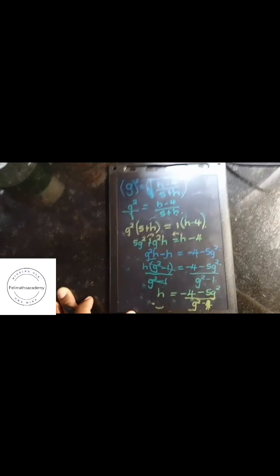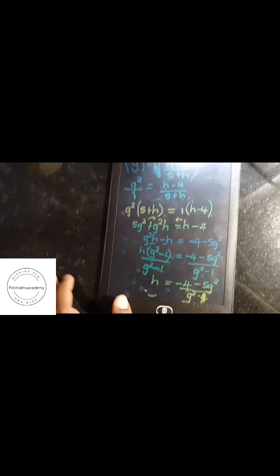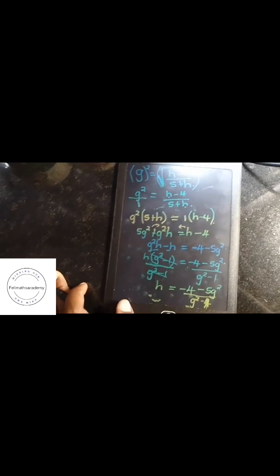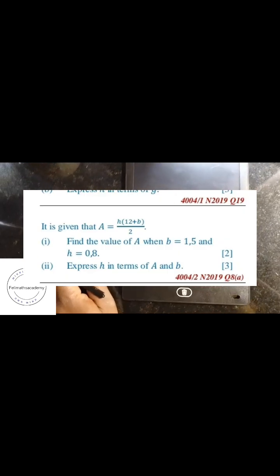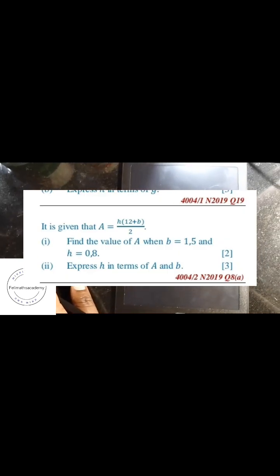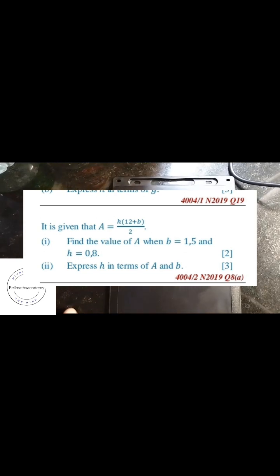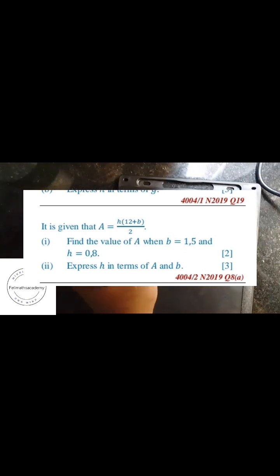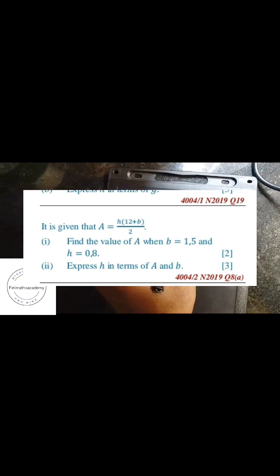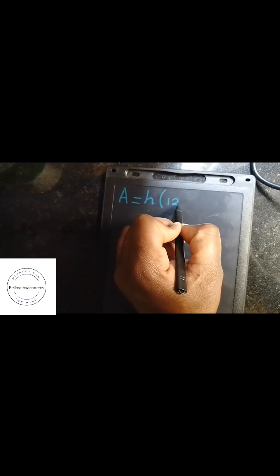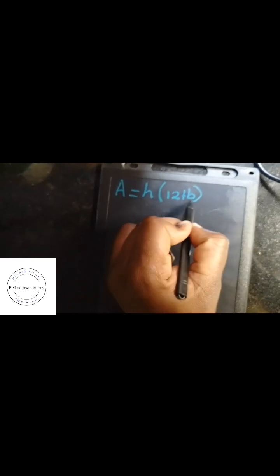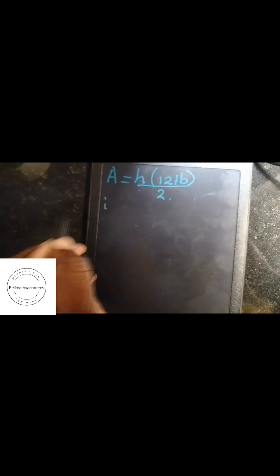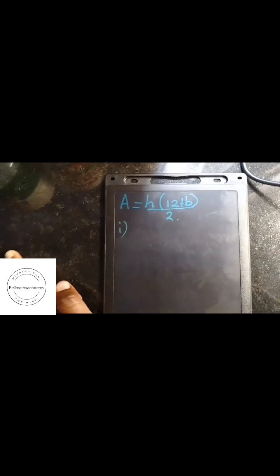So that's November 2019 paper 1. It was with 3 marks. The part A was with 2 marks, part B 3 marks. Then I have another question. It's November 2019 paper 2, question 8a. It is given that A is equal to H multiplied by 12 plus B all over 2, right? Then item 1 reads, find the value of A.